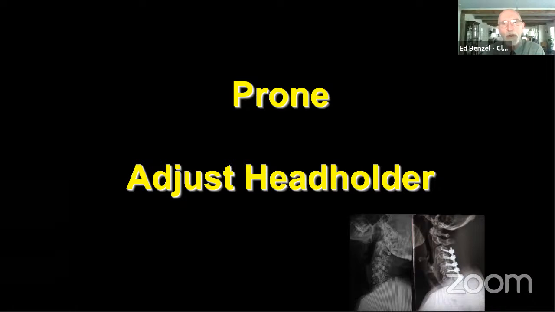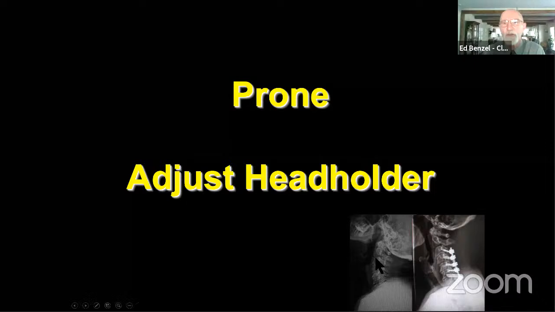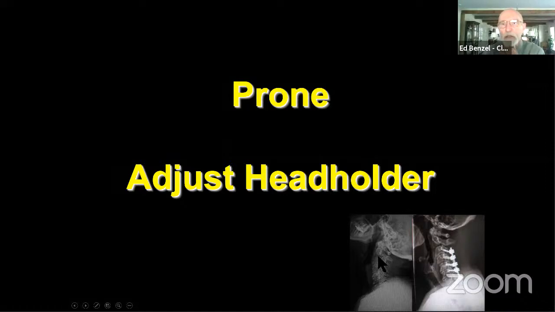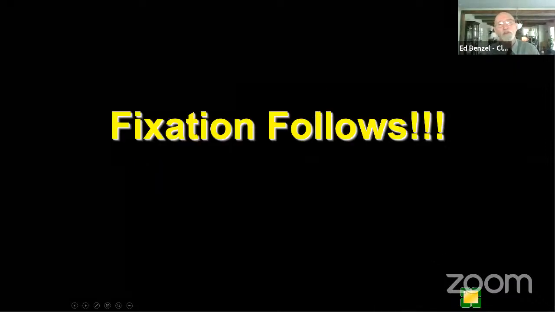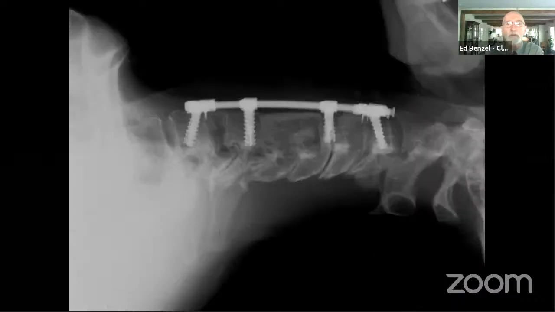So if we're doing the cases prone, adjust the head holder over and over until you achieve this, and don't be satisfied with this. I would like you to look at what this patient here looks like at the C2-3 disc space angle, which I'm going to address in a bit. She's horizontal to the floor here. That's where you want her to be. Look where I put her C2-3 disc angle. It's at a downward slope, if you will, in the fused position. Fixation follows.